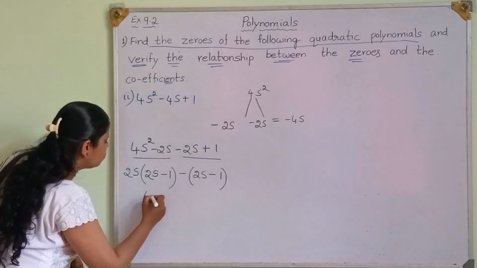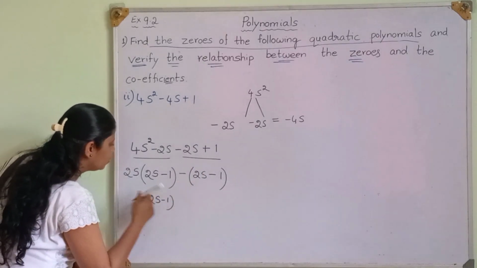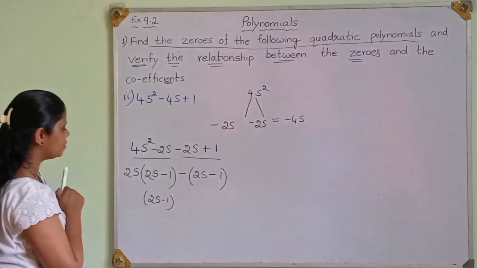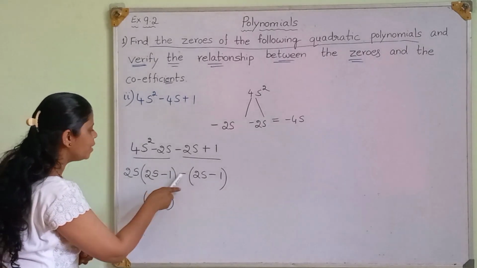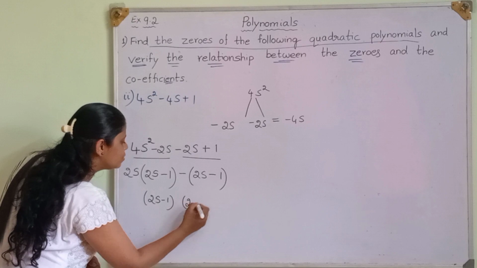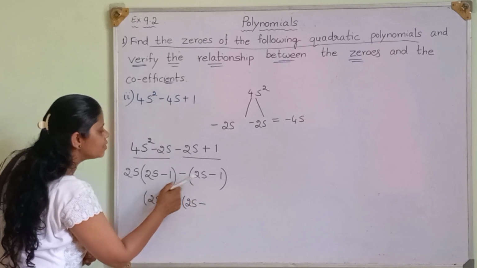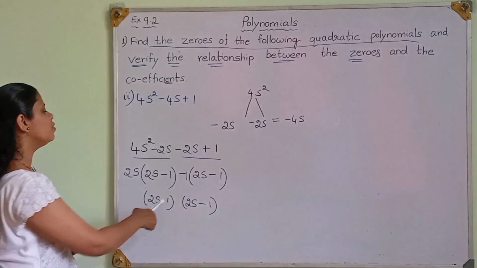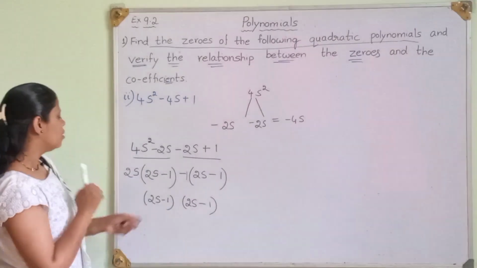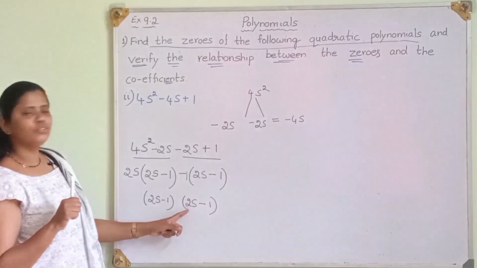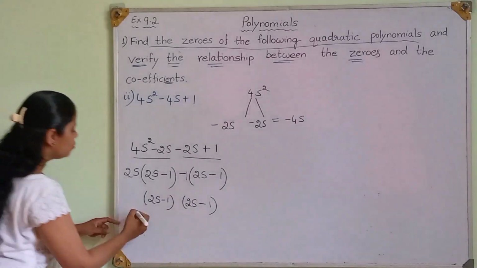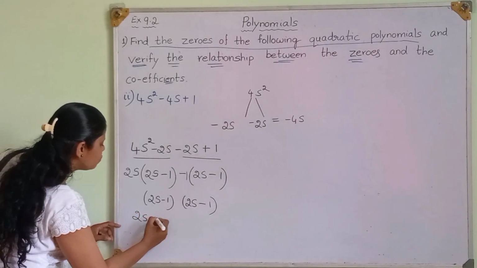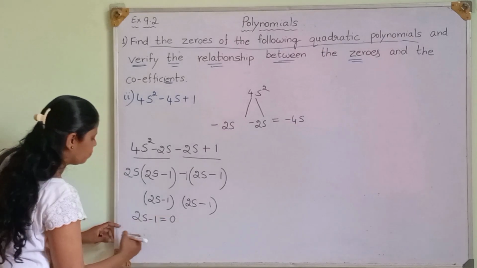Okay, 2s minus 1, this one I will write as it is. 2s minus nothing here means we will consider it as 1. Therefore it will become 2s minus 1. Now let us equate these factors to 0. Okay, 2s minus 1 is equal to 0.